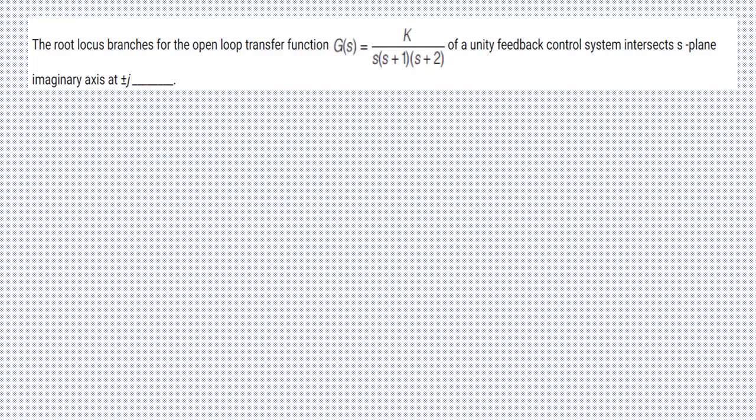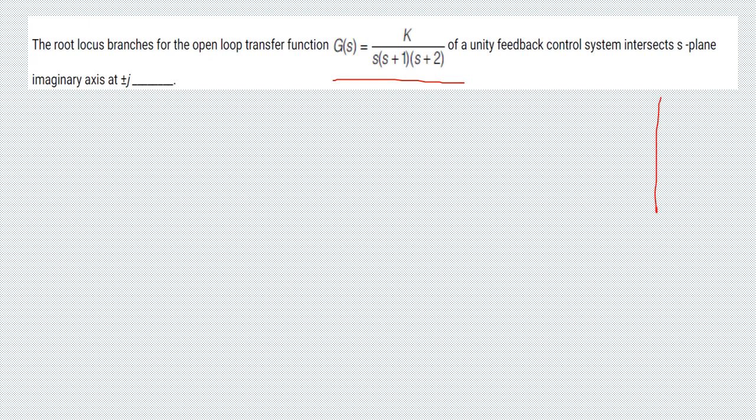It's written that the root locus branches from the open loop transfer function G(s) = K over (s+1)(s+2) of a unity feedback control system intersects the s plane imaginary axis at plus minus j. So we have to find the value at which the root locus of this function crosses the j omega axis.